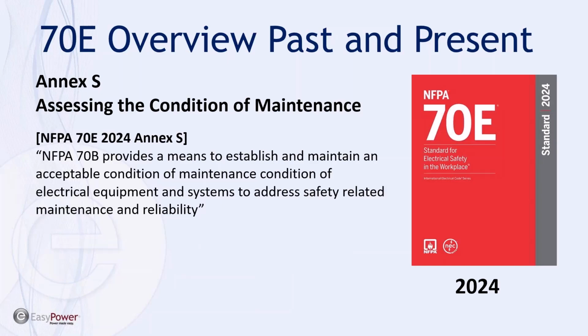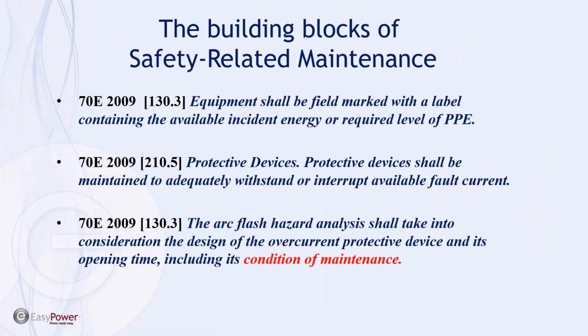Annex S actually closes out its discussion with a discussion here of 70B that provides the means to establish and maintain an acceptable condition of maintenance and condition of electrical equipment components. So again, the reliability does cross-reference, and here we are seeing yet a very visible example of 70E cross-referencing itself to the 70B references. Well, with that bit of a historical background, we can come back through those same revision cycles, if you want to call it that, and look at very specific building blocks related to our safety-related maintenance discussion.